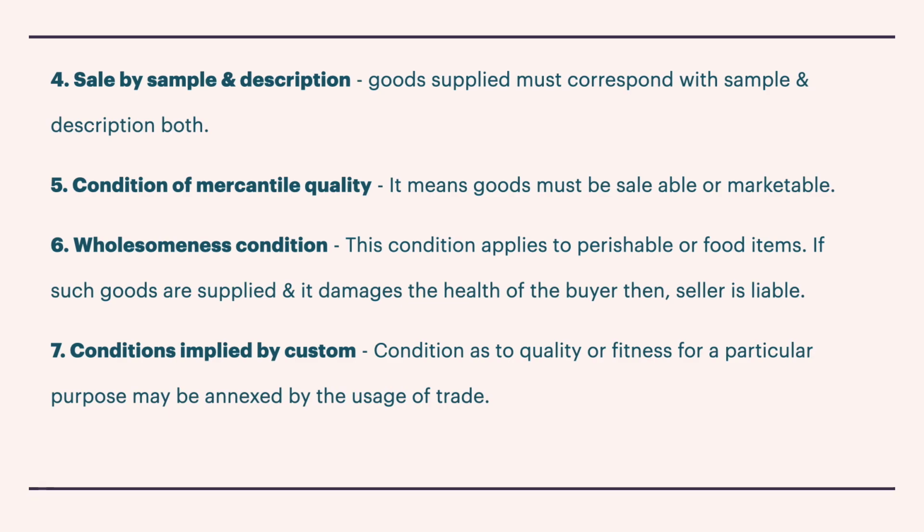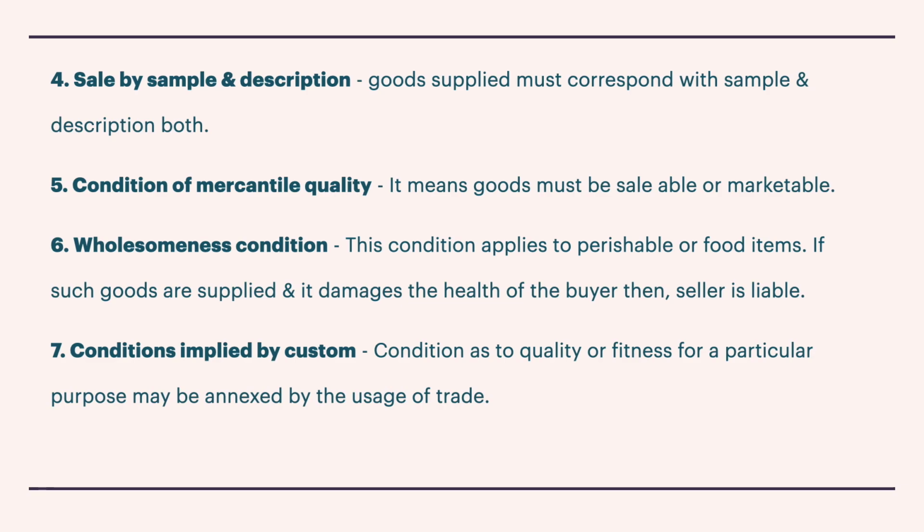If you have bought a treadmill and it is not doing the work that a treadmill must do, is it worth purchasing it? No. Implied by custom means whatever purpose you have purchased that particular product or commodity for, that objective the product or commodity must be able to fulfill.